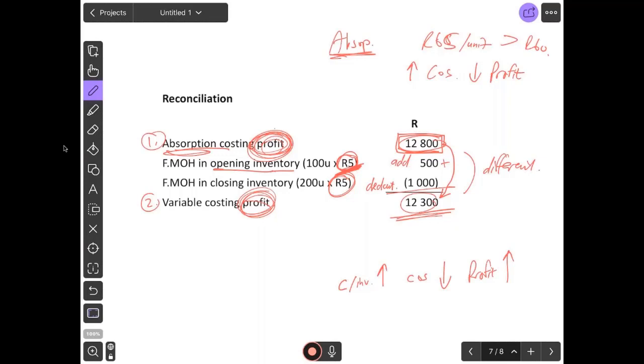Last question here. Why are the costs per unit for opening and closing inventory the same when they are from 2 different periods? Well, in this case, I ignored the fact that there might be inflation or first in, first out. I just used the same. In this simple example, I just assumed there's no inflation or changes in the costs.